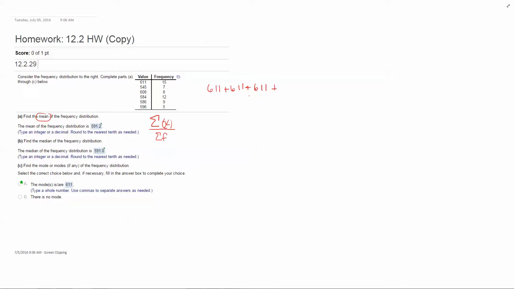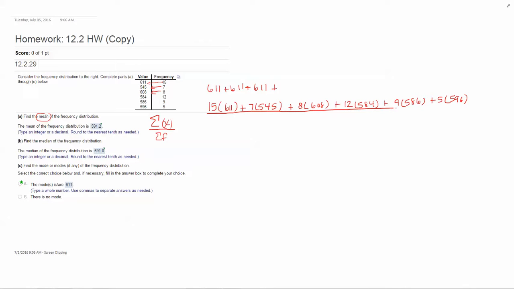So a shortcut in math, when you have repetitive addition, is to multiply. The shortcut here is we're going to multiply the frequency by the value so that you don't have to type that number out all those times. So I have 15 611s plus 7 545s plus 8 608s plus 12 584s plus 9 586s and 5 596s. That's going to give me the sum of all of those numbers in a quicker way.